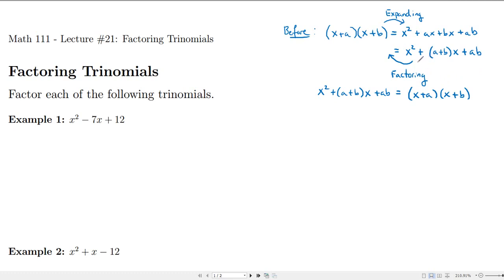So the factoring procedure, we want to do this in reverse. We want to be able to be given this expression, and we want to factor it into these two products here. So what is the goal here? Well, the goal is you want to find a and b.